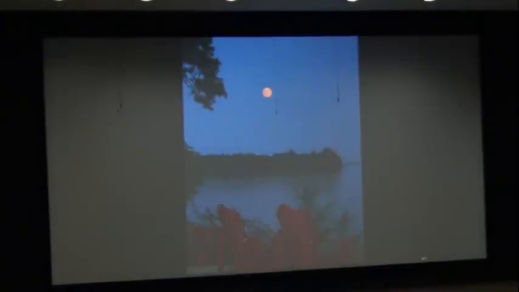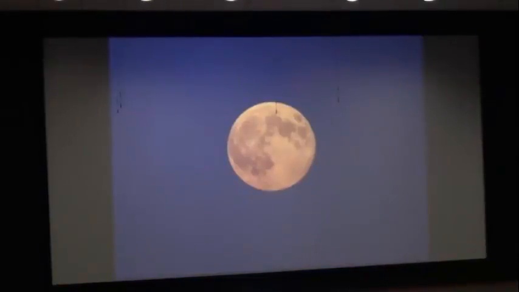Okay, at the end of the day, we get some beautiful reflections of the moon off of Lake Ontario. These are some nice pictures my wife took.